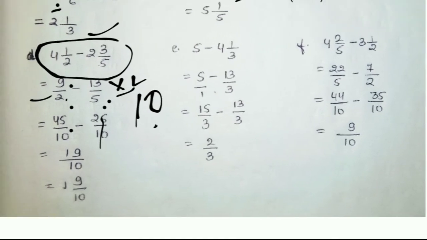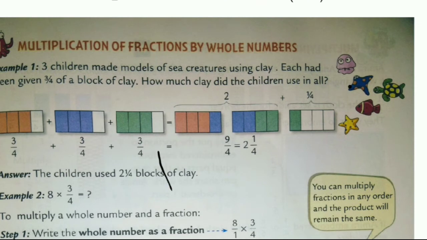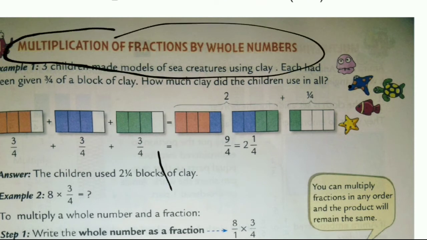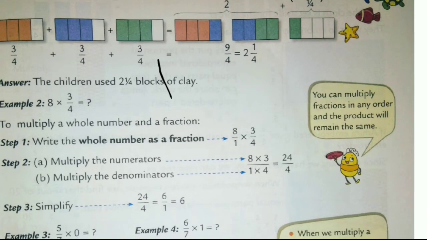Clear? So here some more questions I have solved. You can go through once. This is the third one, that is multiplication of fractions by whole numbers. Okay. So in this one, multiplication, we can see the same thing. In addition and subtraction we can find the LCM, but in multiplication and division we cannot find LCM. It means the LCM is not required in multiplication and division.